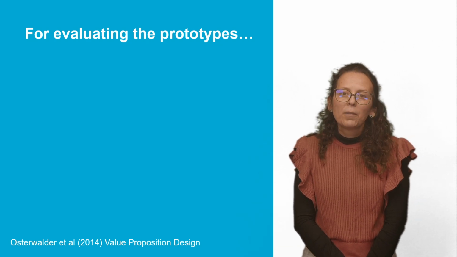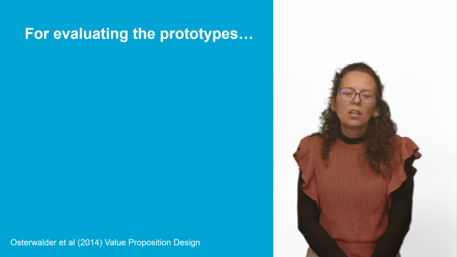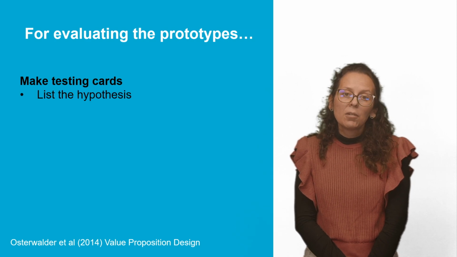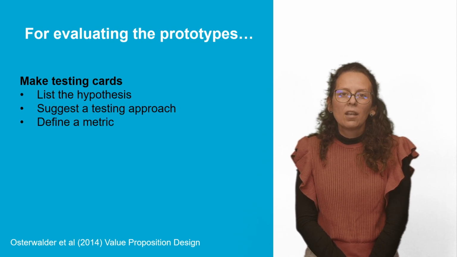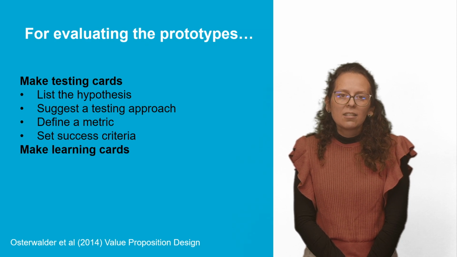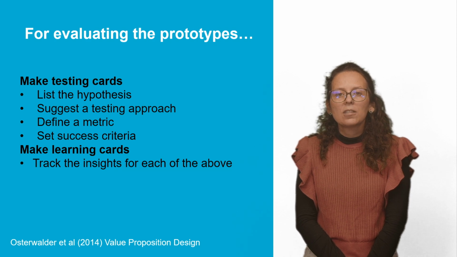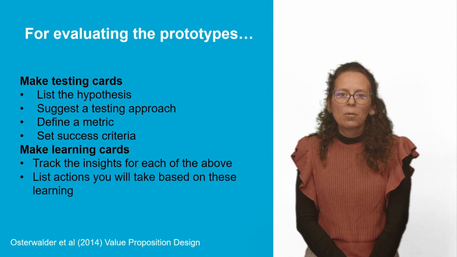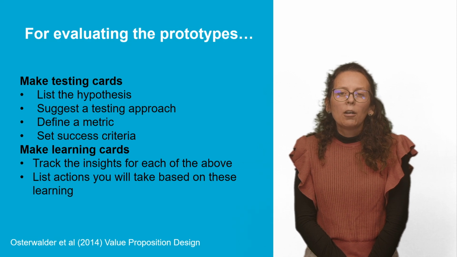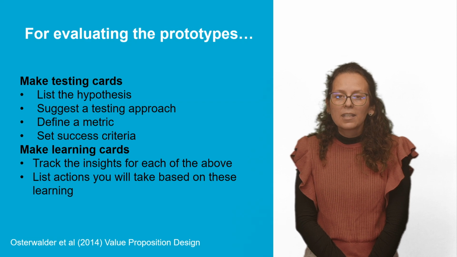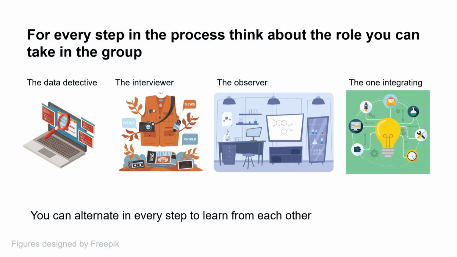For evaluating the prototypes, they make some testing cards in which they put together the hypotheses that they had. They suggest a testing approach, they define a metric, and set some success criteria. Finally, in the learning cards, they track the insights for each of the above. They list actions that they can take based on the learning, and based on this evaluation, they can make suggestions about how to improve the product, which shows the iterative nature of product design and development. In this case, evaluation is crucial and is not always quantitative. It can start from qualitative insights.